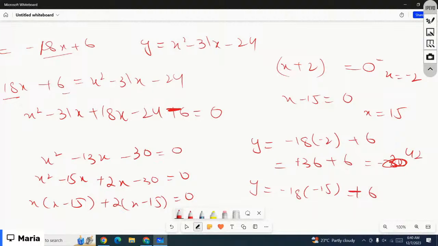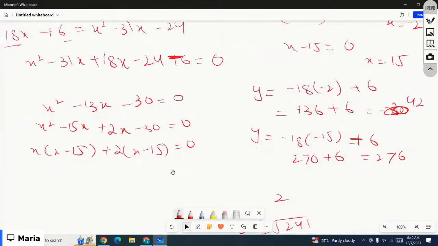So negative 18 times 15 is negative 270. Negative 270 plus 6, that is negative 264. So you have two pairs of values. They are negative 2 and 42, and 15 and 276, right?